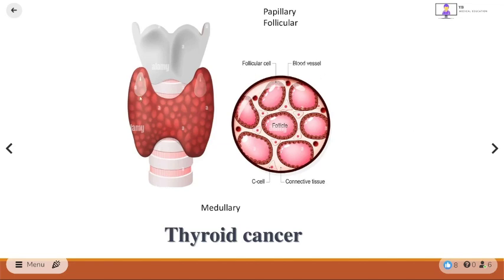All right, so this is the thyroid tissue. You have follicular cells right here, and you also have C cells. So if the cancer arises from the follicular cells, you have two types: follicular carcinoma and papillary. But if it arises from the C cells of the thyroid tissue, it's called medullary, because it's the medulla inside. Okay.